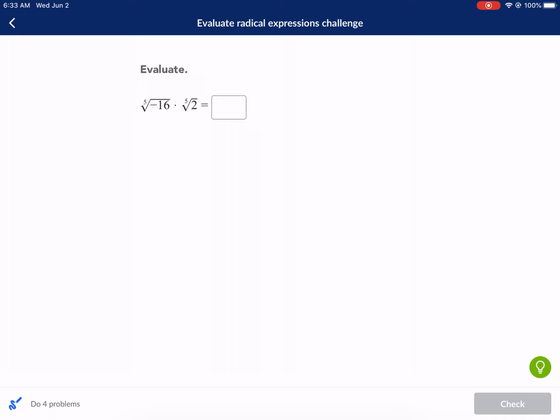So this should be a little bit more difficult than normal, but hopefully you'll learn something from this process. We'll go ahead and start. It says evaluate, and it has the fifth root of negative 16 times the fifth root of 2. We're asked to essentially simplify this. We need this to get an integer, maybe a number with only one power or radical.